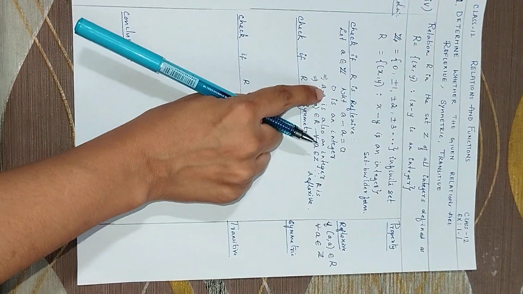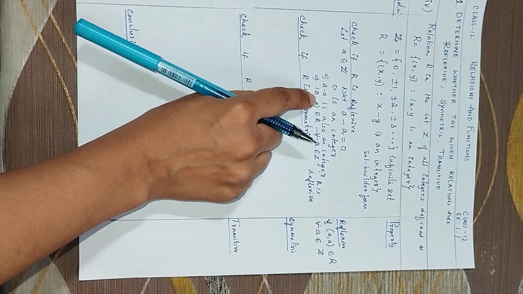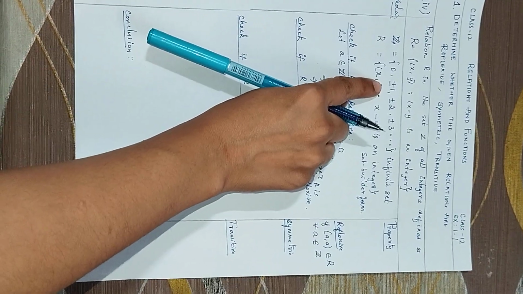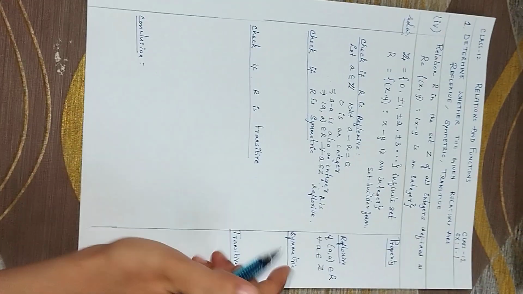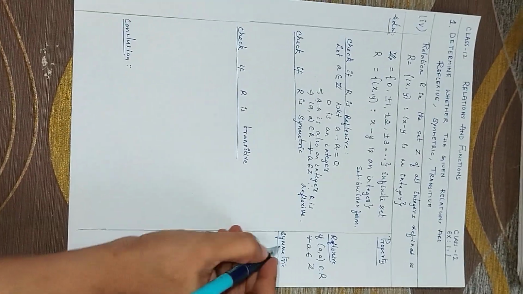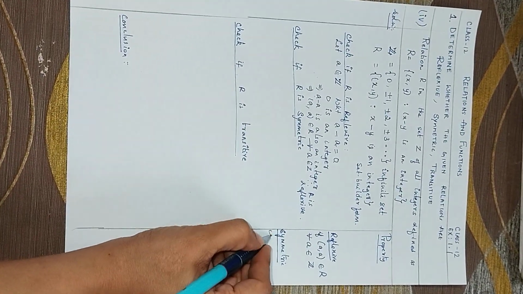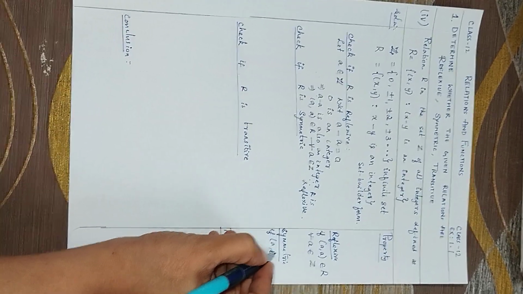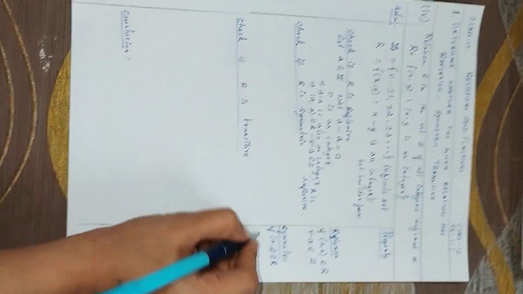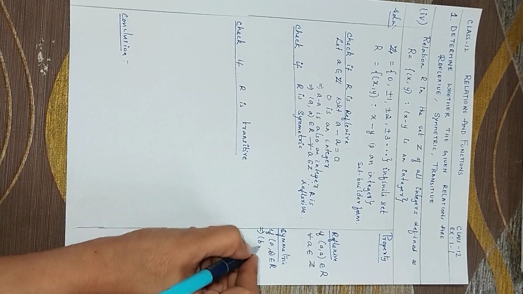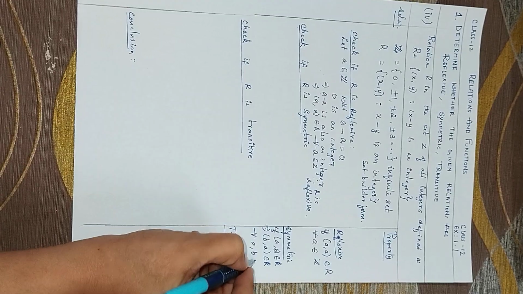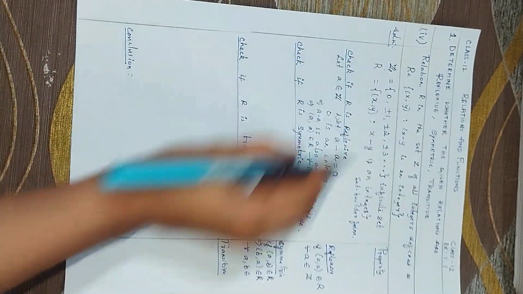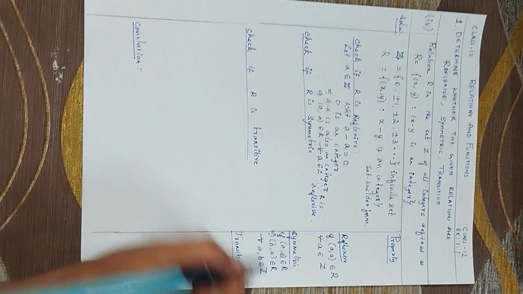Clear? So if the property is satisfied, then this ordered pair will be in the relation. Okay. Now this is really interesting. So now to say that the relation is symmetric, what is the condition? If (a, b) belongs to R, this implies (b, a) also belongs to R, for all a, b belonging to this set of integers. Okay.